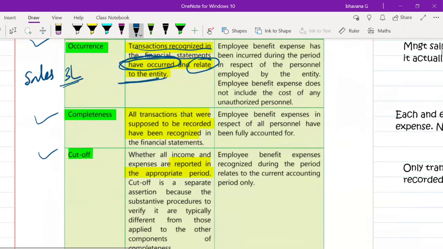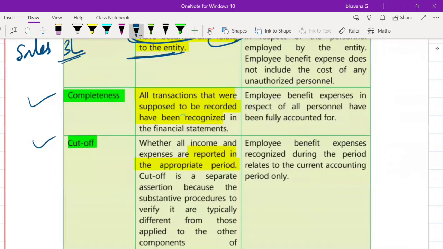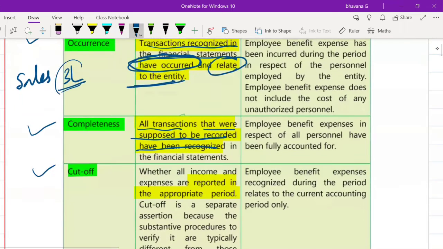What is the second assertion? The second assertion relates to completeness. So what does completeness mean? Completeness means all the transactions that were supposed to be recorded have been recognized. That means in the sales of 3 lakh, there is no other sale that you have missed. You must not have missed any sales. All the sales which had occurred should have been recorded. That is completeness. You should have given complete information about the sale.